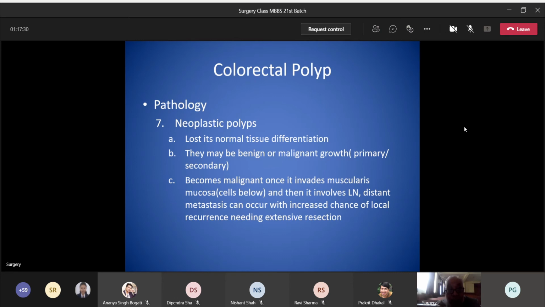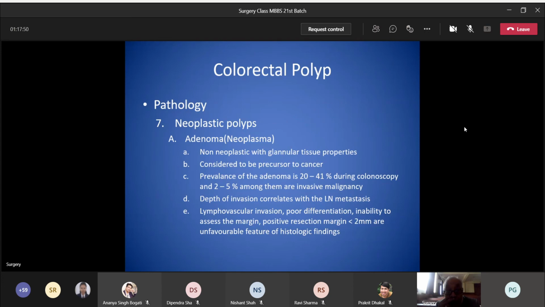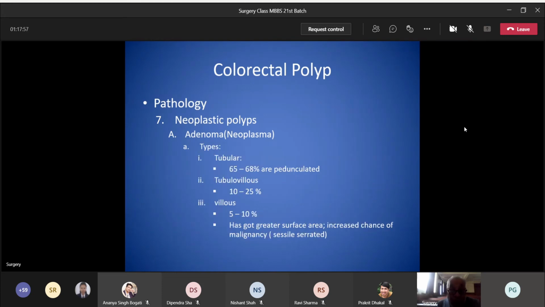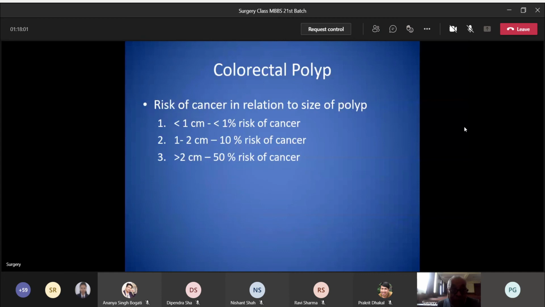So once you see any polyp, you go for colonoscopy, you take a biopsy and see whether these features are there or not. If there is malignancy, then you have to remove it, and you have to go the whole length of the colon if there are polyps at the proximal end. So neoplastic polyps have already changed into malignancy. I'm not going to discuss all the detail on neoplastic polyps and adenomas, because you don't need much.